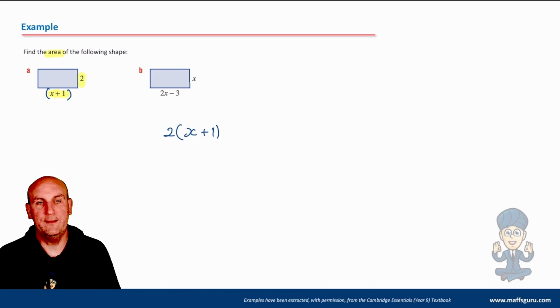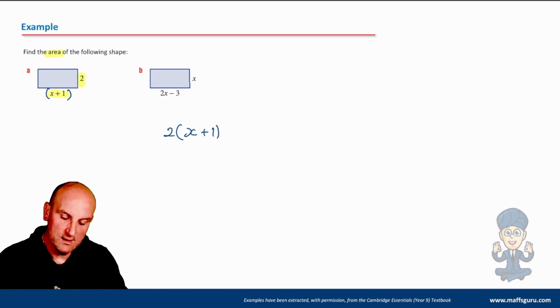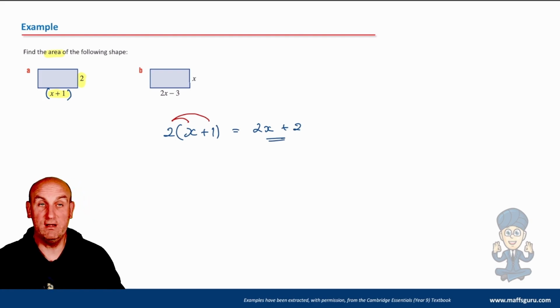It's the same. Absolutely. So in this situation here, I'm going to do 2 times x and 2 times plus 1. So 2 times x gives me 2x, and 2 times plus 1 gives me 2. And that there is the area of that shape. And I know it's not a number, don't worry about it. It's an expression to help me find the area when they give me the value of x later on.